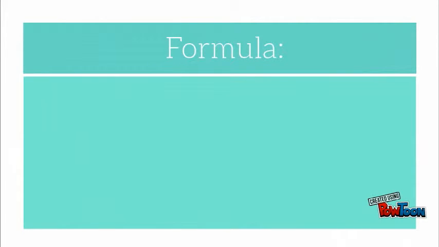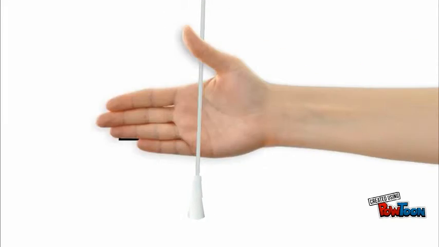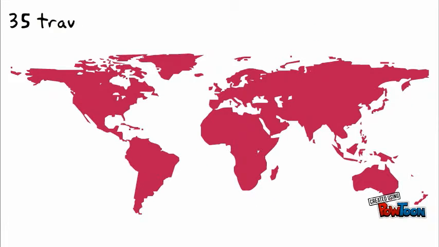The formula for conditional probability is expressed for events A and B as the probability of B given A is equal to the probability of A and B divided by the probability of A, where the probability of A does not equal 0. A is known as the reduced event space. Let's make sense of this by going through some examples.